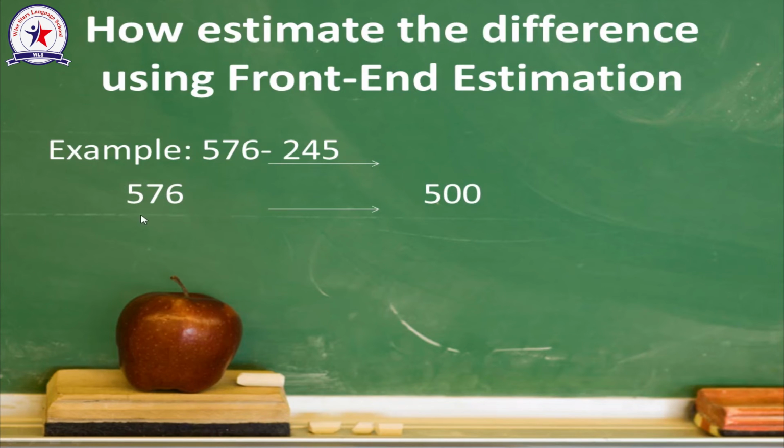576 will be, write the first digit as it is, 5 will be 5 as it is, and consider the other digits zeros. It will be 500. Minus 245. Write the first digit as it is and put 2 zeros. Now, 500 minus 200 will be 300.